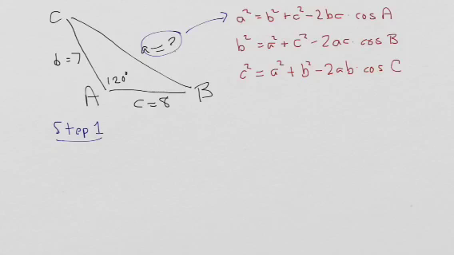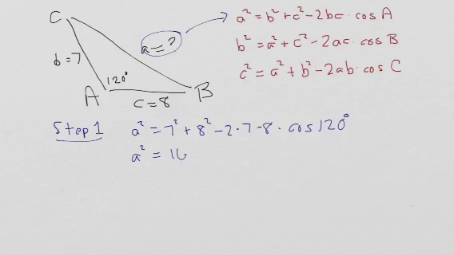So A squared, again, I don't know that one, so I have A squared. And then B squared, I know B is 7, so that's 7 squared. And C squared, I know it's 8, so 8 squared. And then minus 2 times 7 times 8, and all of that times cosine of angle A. Whoops, and I do know that angle A is 120 degrees. Since I know all of that information, I can go ahead and plug it all into a calculator.